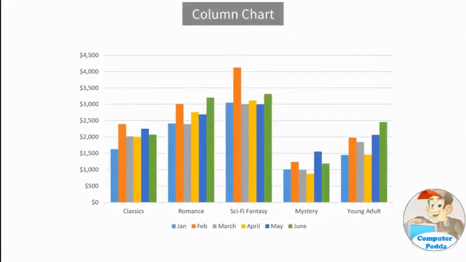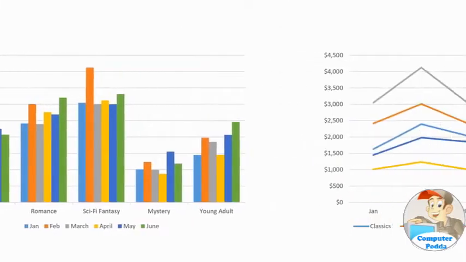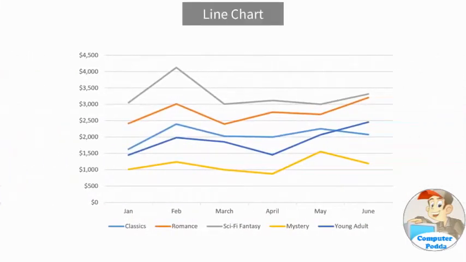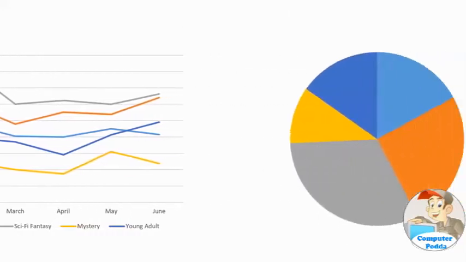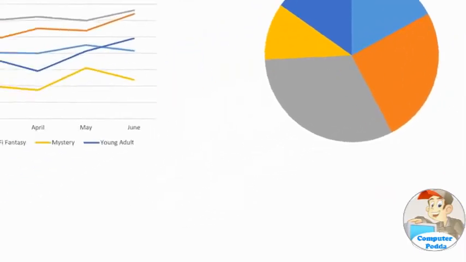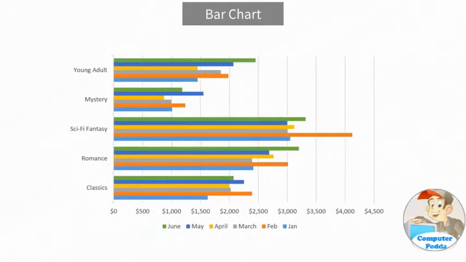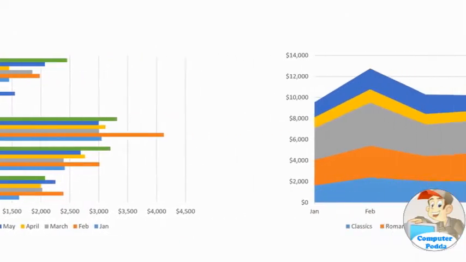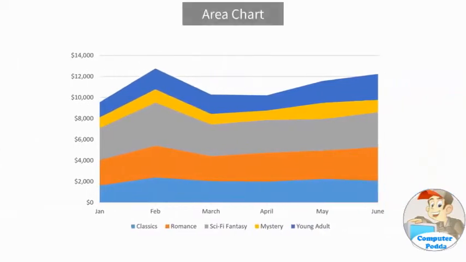Column charts are good all-around charts. They work with many different types of data, whereas line charts are best for showing trends over time. Pie charts are unique because they let you see your data in proportion instead of on a graph. We also have the bar chart, which is basically just a column chart turned on its side. And finally, area charts, which are similar to line charts, except the areas under the lines are filled in.